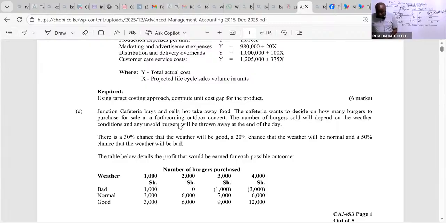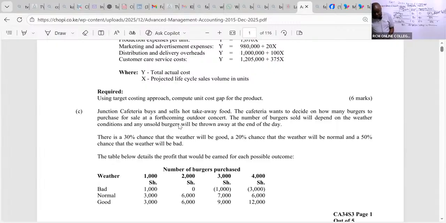There is a 30% chance that the weather will be good, a 20% chance that the weather will be normal, and a 50% chance that the weather will be bad. The table below details the profit that will be earned for each possible outcome. So basically, profit table is the payoff table.